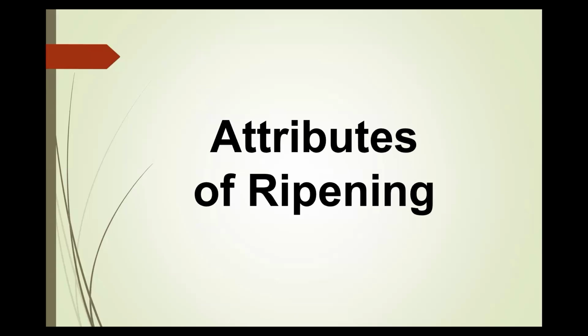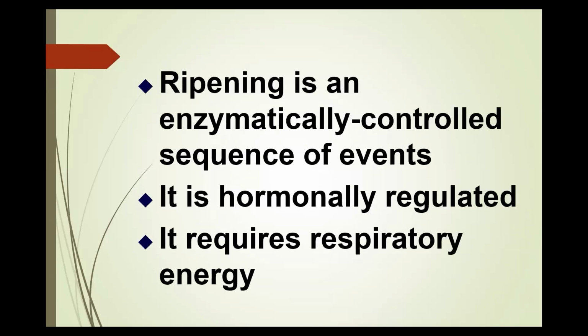What are the attributes of ripening? Ripening is an enzymatically controlled sequence of events. It is hormonally regulated and it requires respiratory energy.